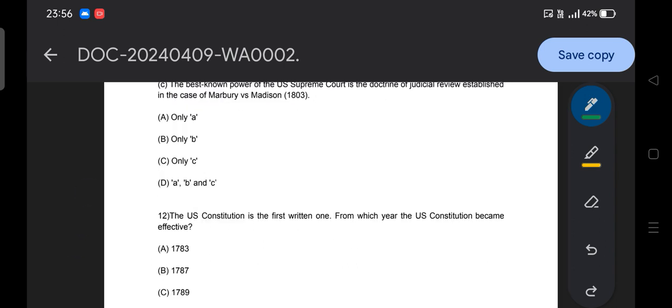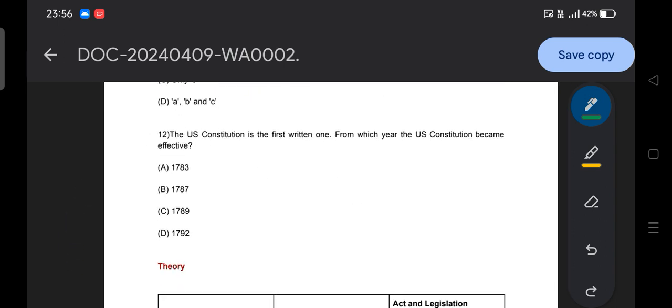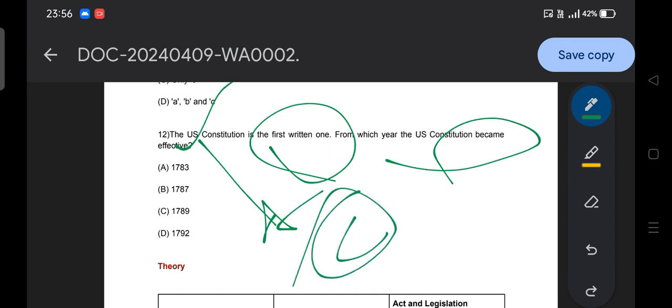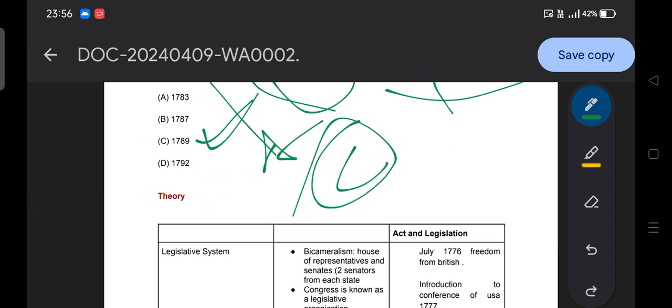Then moving to the next question: the USA Constitution, first written one, from which year did it become effective? See, it talks about effective, so the answer will be option C, 1789. That is how effective. So 1789 is the answer. Okay, moving on.